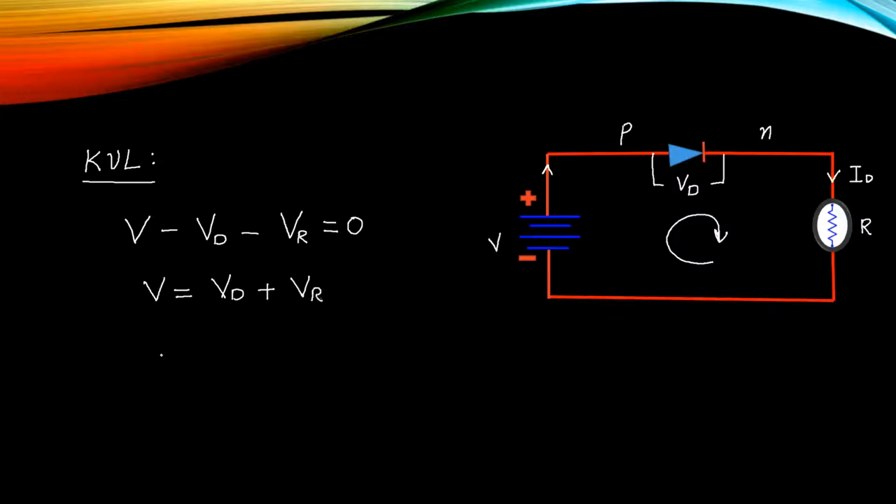Further, I can write this equation as V equals voltage across the diode plus, now voltage across the resistance can be written as current flowing through the resistance into R. Now if I write this equation in terms of I, I can write this equation as ID R equals V minus VD.